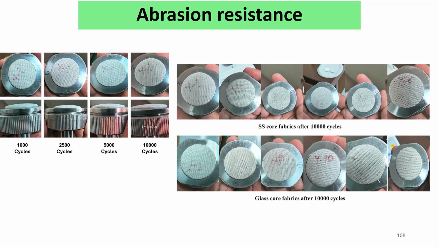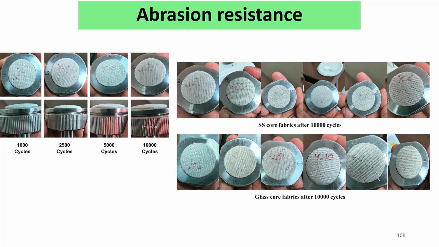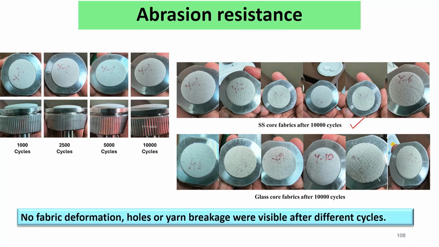So, this is the abrasion resistance data after 10,000 cycles. No fabric deformation, hole or yarn breakage was visible because of the special structure of the yarn.